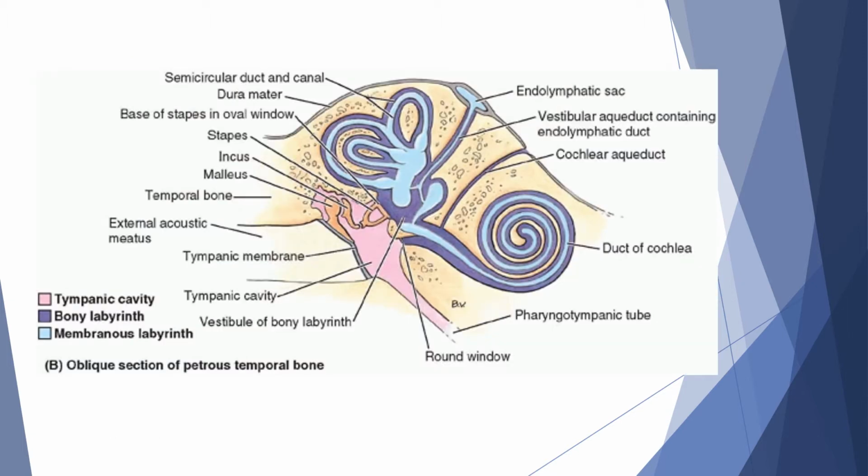This is how the inner ear looks. These are the semicircular duct and canals. Then you can see this is the cochlea.